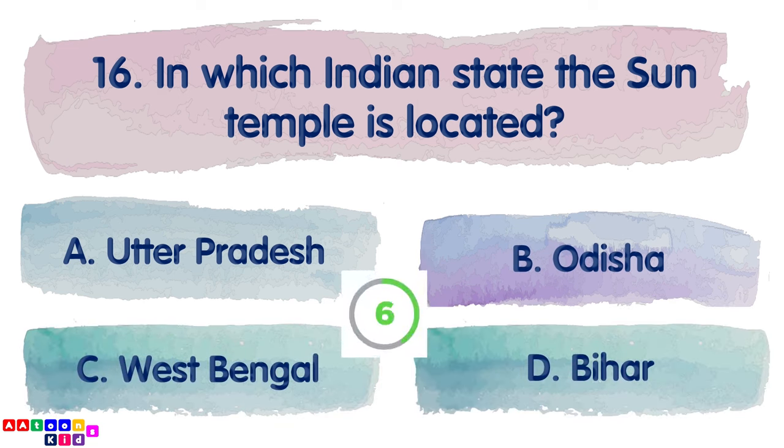How many hearts does an octopus have? 3. Which is the fastest flying bird in the world? Peregrine falcon. Peregrine falcon is the fastest bird in the world.